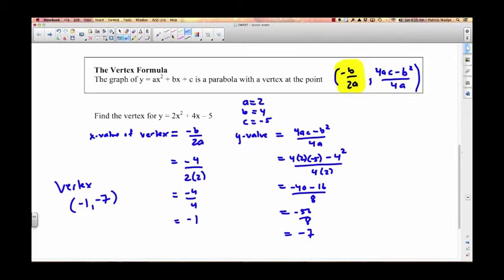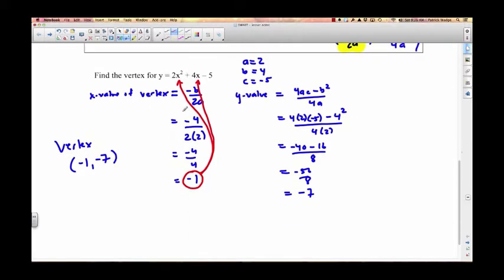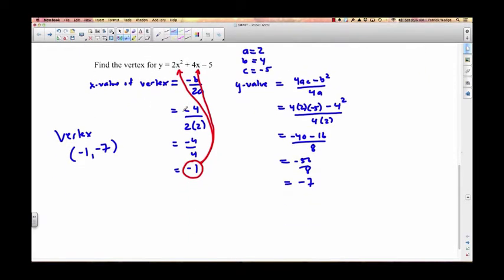Here's why. Once you've found this amount right here, this x value of the vertex, how could you use that value to figure out what the y value is of the vertex? Well, what you could do is take this x value and plug it into the x's. And once you've plugged it into the x's here, it will give you a y amount. That'll be the y amount of the vertex. Let's show you that this is actually true.